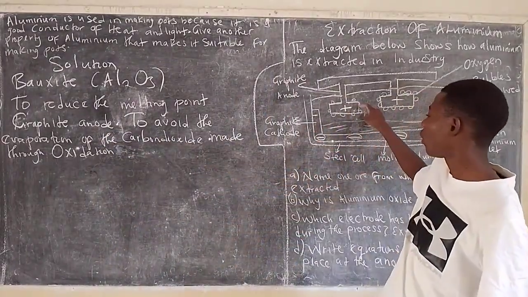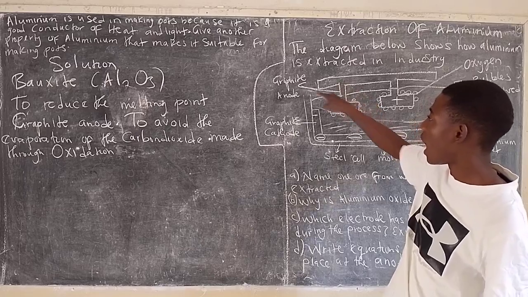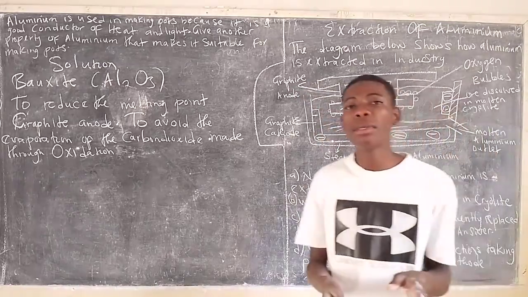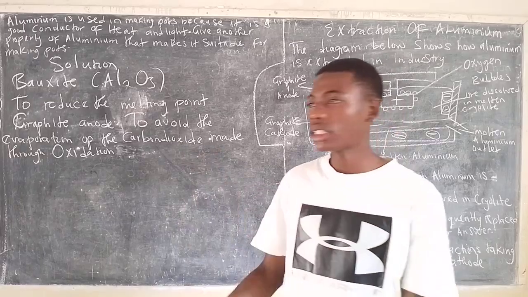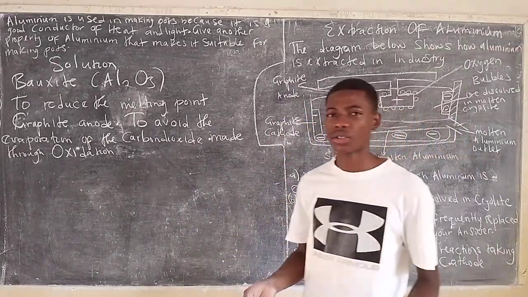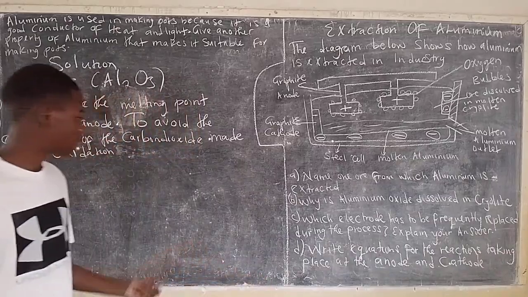As the carbon dioxide evaporates, remember the carbon dioxide is coming from this graphite. It means the graphite anode will start eating away because of the conversion of this solid into a gas, which can easily evaporate. So if you are asked such a question, that's the answer.